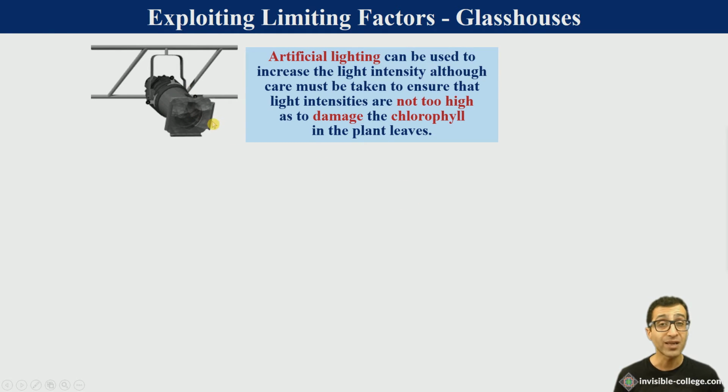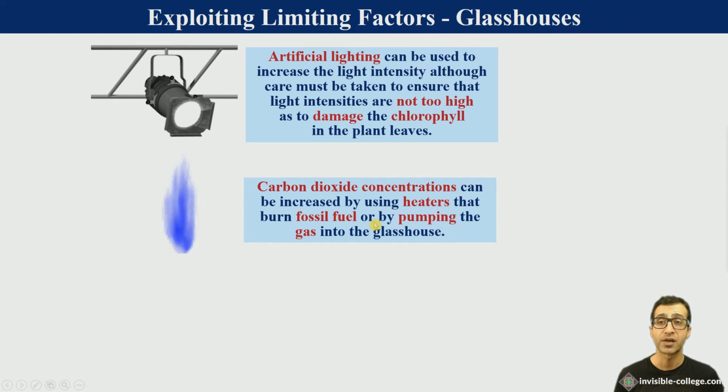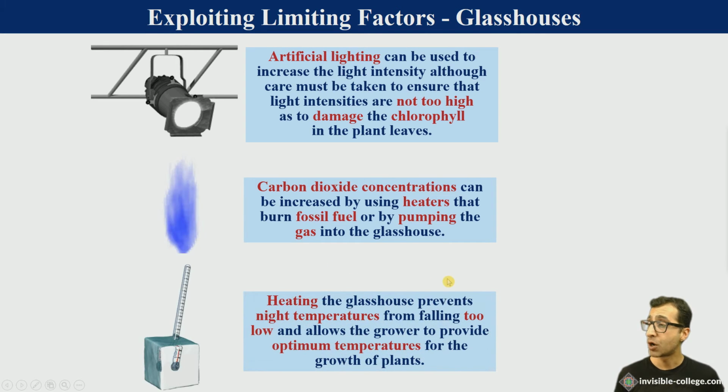So the amount of light that the plants are given is optimized to the maximum level before that level starts to cause damage. Now also, commercial growers will flood the greenhouses with higher levels of carbon dioxide. Now they can do this by either burning fossil fuels or pumping carbon dioxide gas into those greenhouses. And finally, the commercial growers will raise the temperature of those greenhouses and prevent the night temperatures from falling too low. And this allows the optimum temperature for the growth of the plants.